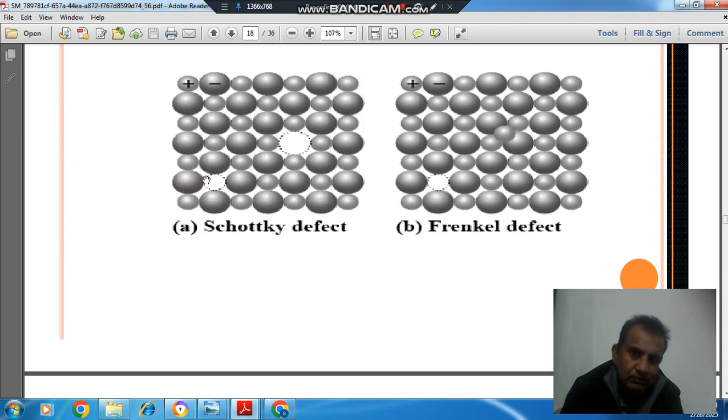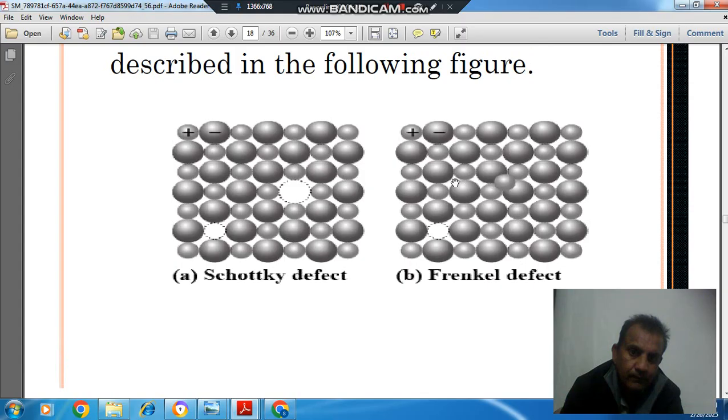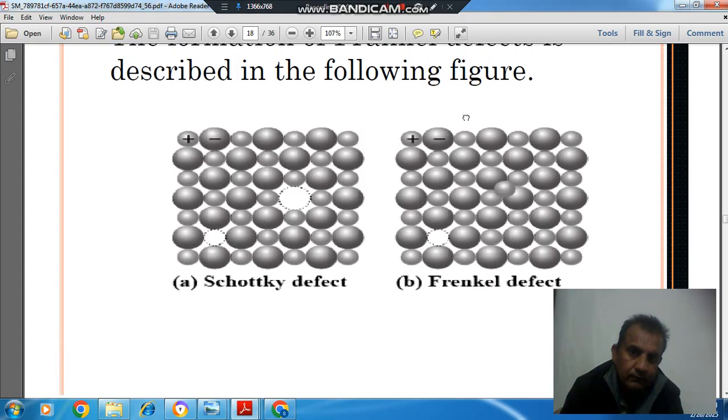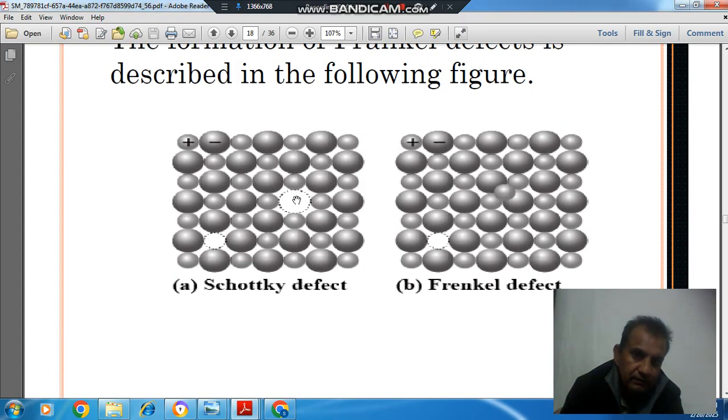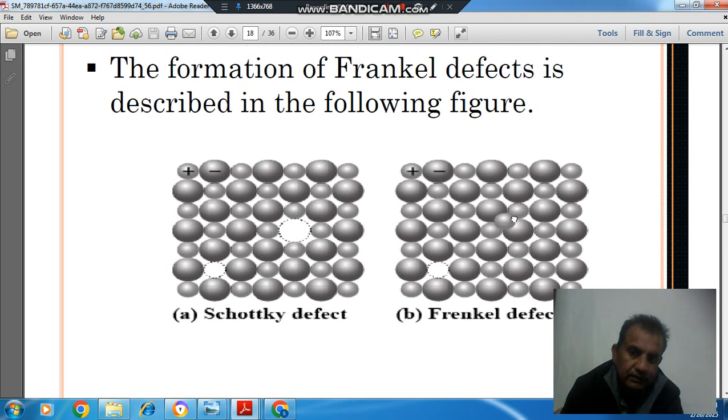Okay. So here we have a negative ion, sorry, positive ion here. So this is with negative ion. So this is its Schottky defect. And here this atom has shifted here. Here Frenkel defect. Okay. So here this pair is missing, that is Schottky defect. Here one of the atoms has displaced its position, that is Frenkel defect.